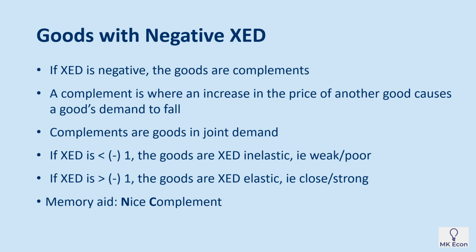And remember, same as with PED, even though it's a negative number, when you look at the size, just ignore the negative sign, put it in brackets, and then look at the number on its own. So if you have a number that's less than 1, you'd say the goods are XED inelastic. In other words, they're weak or poor complements. Whereas if XED is greater than 1, quantity demanded is quite responsive here. And so the goods are XED elastic. In other words, they're close or strong complements. And I've got two sort of matching words again here to try to remember why it's a negative number without going through the reasoning: nice complement. So wrong spelling of complement, but still works as a silly memory aid.